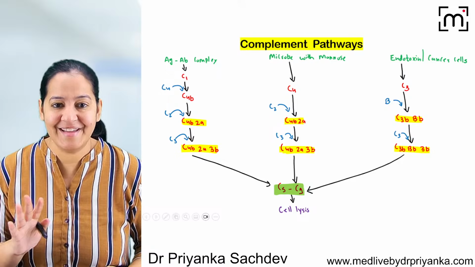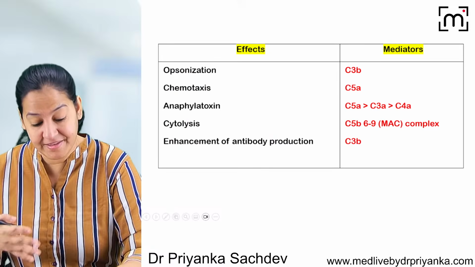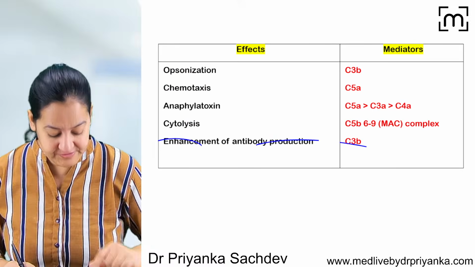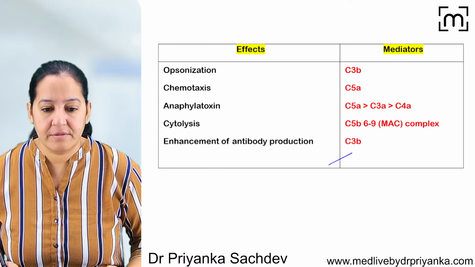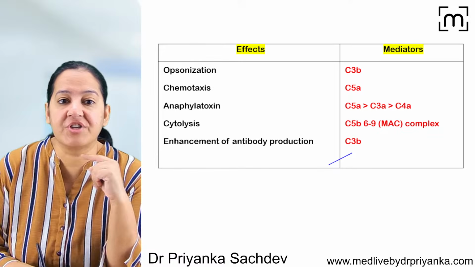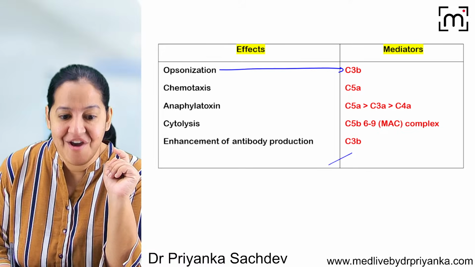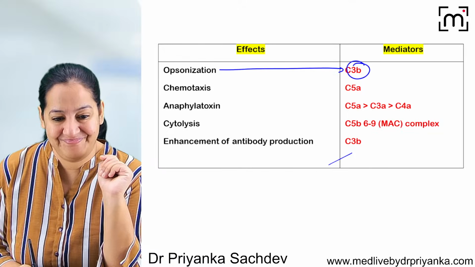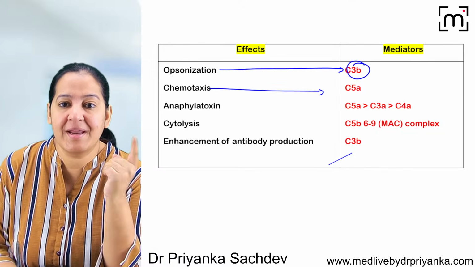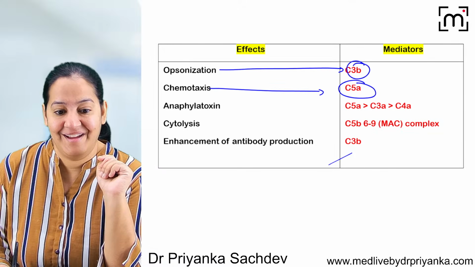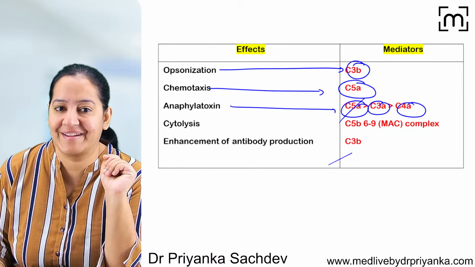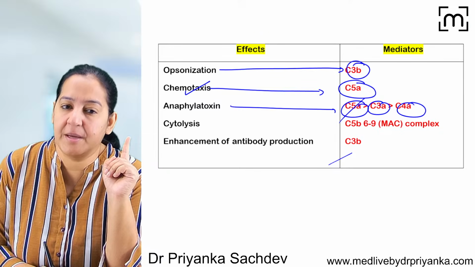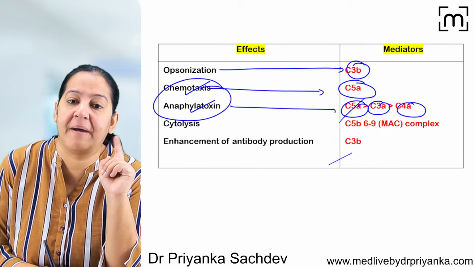This is how we complete it and we understand it. Now, tell me the functions of all these. Out of C1 to C9, there are many. Out of all these, tell me the function. Who is doing the opsonization? Opsonization is done by 3B. Who is doing the chemotaxis? Chemotaxis is done by 5A. And who is anaphylactic toxin? 5A, 3A, 4A. The most potent is 5A. So chemotaxis and anaphylactic toxin both are done by 5A.